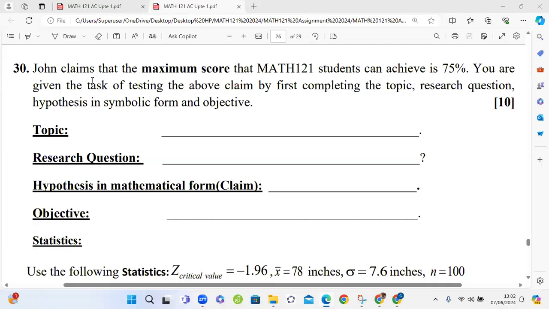This is number 30, assignment C, Z-test for mean. It says, John claims that the maximum score that Math 101 students can achieve is 75%. You are given the task of testing the above claim by first completing topic, research question, hypothesis in symbolic form, and objective. So let's get the topic and so forth.